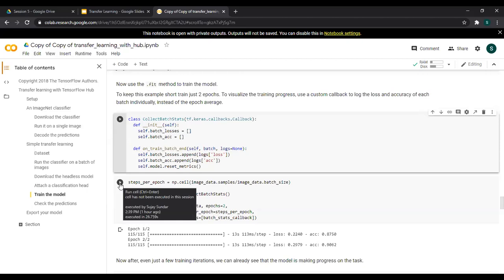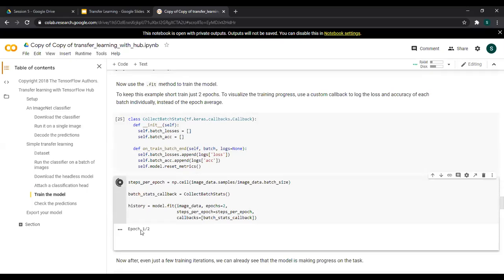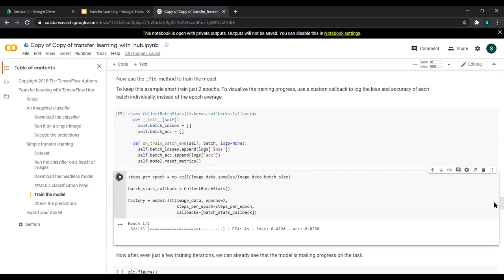So we're gonna be creating a class and a function. The class is collect batch stats, and we're gonna be training the model. So while we train the model, just notice how the loss is decreasing and how the accuracy is increasing.